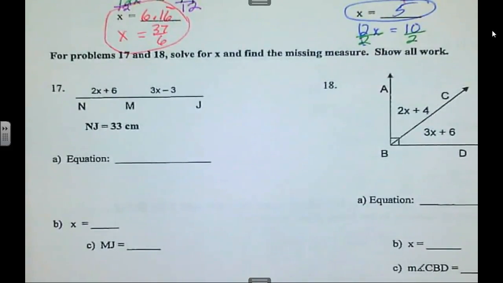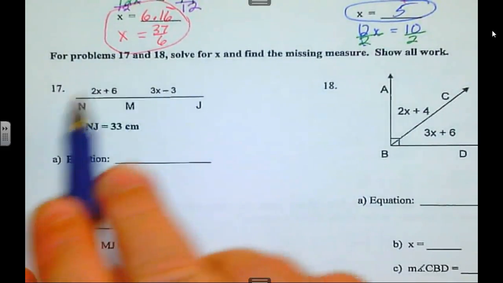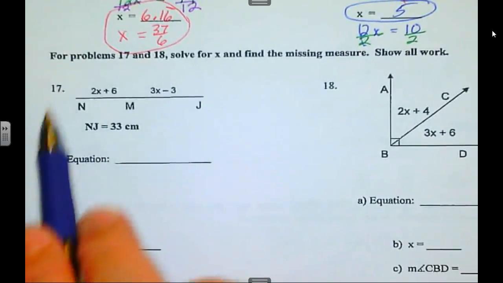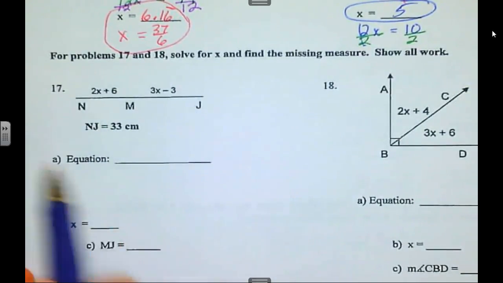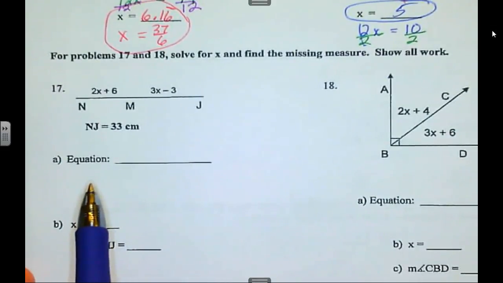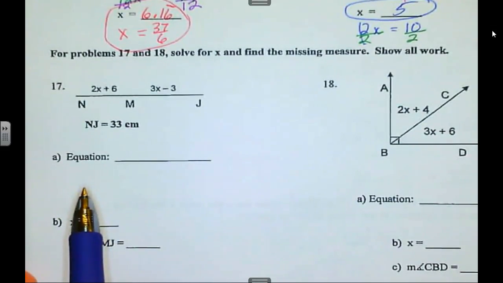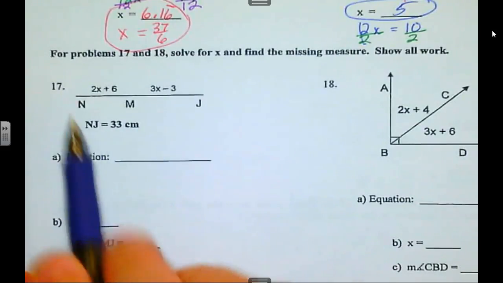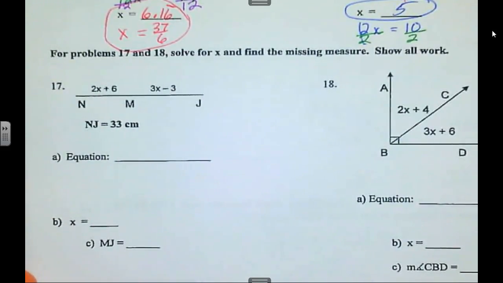Is M the midpoint? Does it say it's the midpoint? Well, we've got to get the equation first. Nowhere in here does it say M is the midpoint, does it? No, that's why you combine 2x to 3x and 6. Nowhere in here does it say M is the midpoint, right? All right. What other information do we have, Jason?